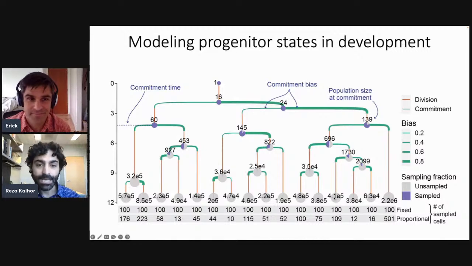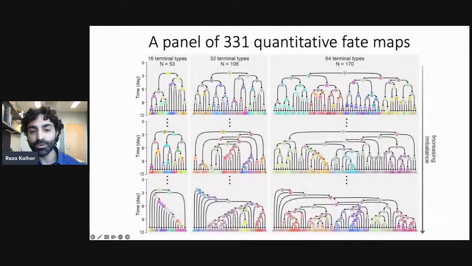Perfect. Thank you. And then we actually created a panel of these quantitative fate maps, 331, in 3 different size categories of 16, 32, and 64 terminal cell types. These are their respective numbers shown here. And within each category, from a low level of imbalance to a very high level of topological imbalance. And basically, each of these resembles a developmental scenario that we have seen. For instance, this is very familiar to people who work in eye development.